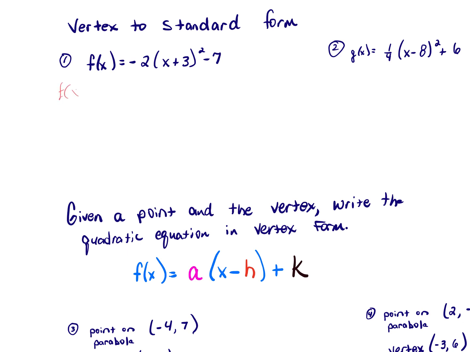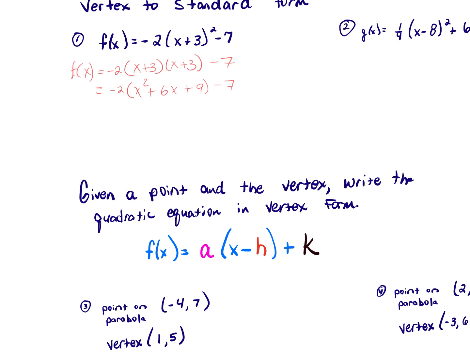So you would do f of x equals -2, and then (x plus 3) squared, minus 7. So you FOIL out the (x plus 3) squared, so you end up with -2 times x squared plus 6x plus 9, and then minus 7. Then you can go ahead and distribute that -2. So you would end up with -2x squared minus 12x minus 18 minus 7.